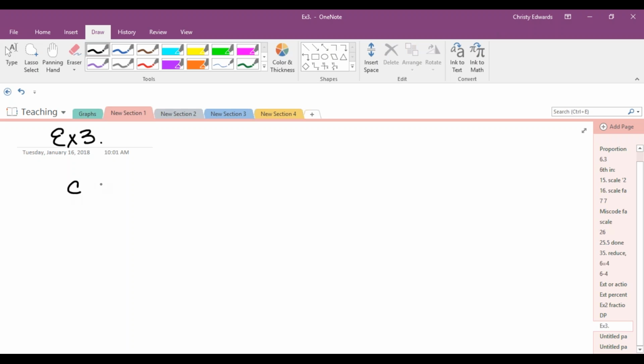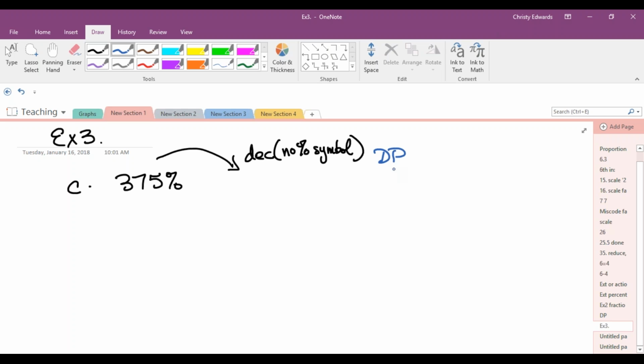What about example 3C? What's 375% turned into a decimal, as in no percent symbol, but not a fraction? Hopefully you have that DP in your head and you say, okay, if I'm starting at percent, put my pencil by the P. This is a reminder to go 2 places left. Look at 375. Where's the decimal? At the end. Go 2 places left. That's the new decimal. 375% is actually 3.75 with no percent symbol.